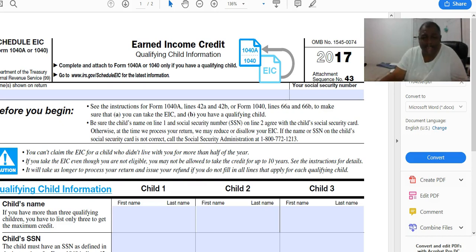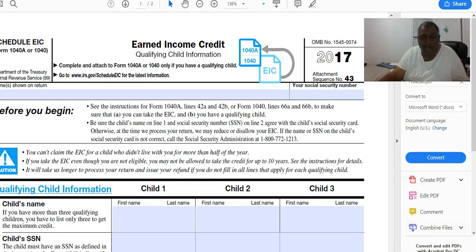So we're looking at the EIC sheet or EIC form, which stands for Earned Income Credit, and that's basically for people who have qualifying children, who worked and made a certain dollar amount, and based on filing status, qualify for earned income credit as part of their refund. This is a popular credit that's been around for years that a lot of low-income families get.